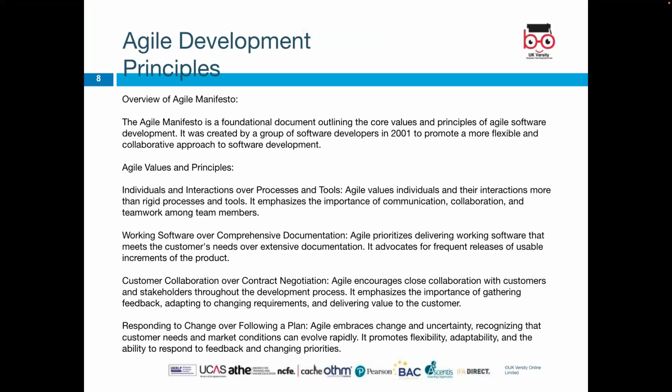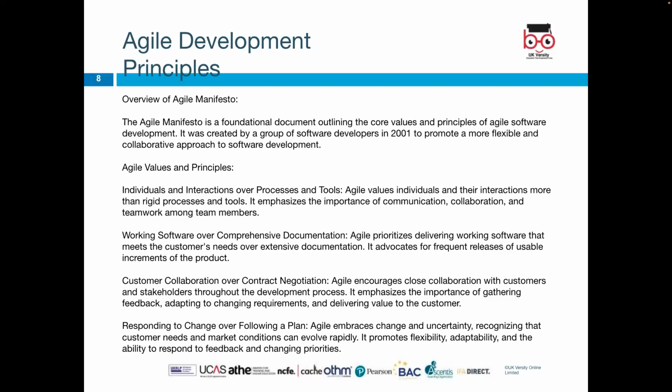Working software over comprehensive documentation. Agile prioritizes delivering working software that meets the customer's needs over extensive documentation. It advocates for frequent releases of usable increments of the product. So you have to prioritize working software. The software needs to work and meet what the customer needs, over extensive documentation. If you write loads of documentation and the software is not working, what's the point? So the software needs to work.